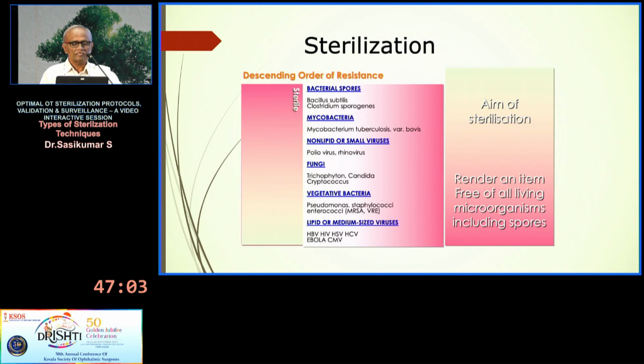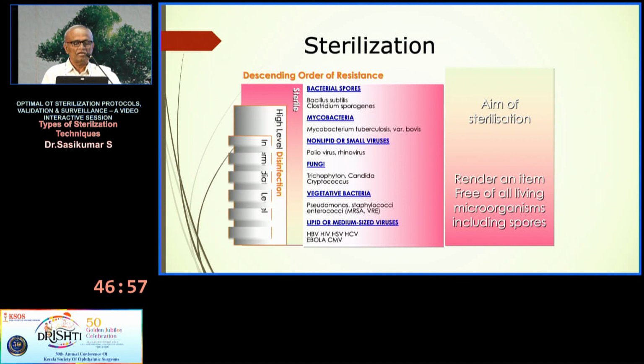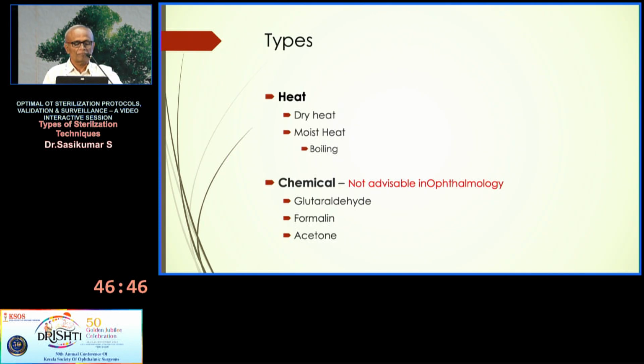If you categorize the microbes and microbial spores in descending order of resistance, bacterial spores come right at the top, where it is very difficult to eliminate them. That can be eliminated only by a sterilization process and not by a disinfection process.